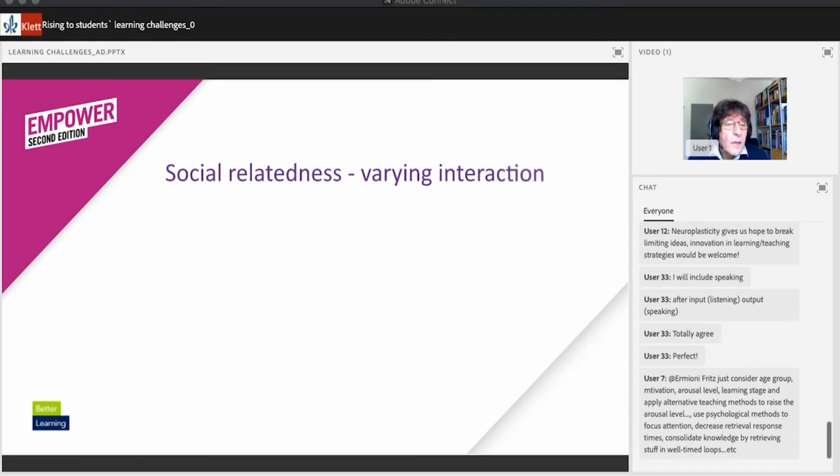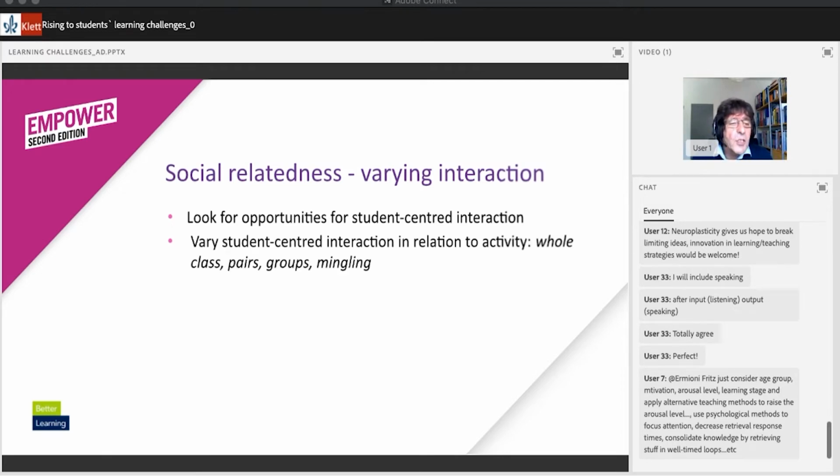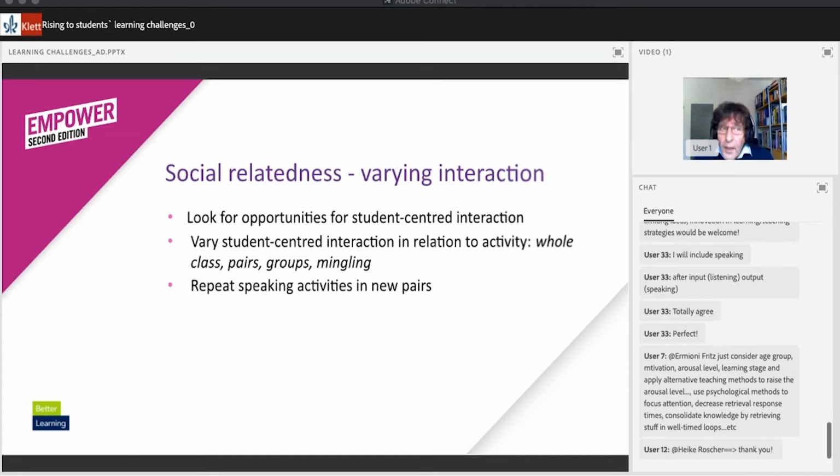So what can we do about this? Obviously one way is by varying interaction and by finding opportunities for student-centered interaction through pair work and group work, and especially for varying the interaction in relation to the activity. So using a mixture of whole class, pairs, groups, mingling, and so on. Not just for language practice, but so that students can get to know each other as well.